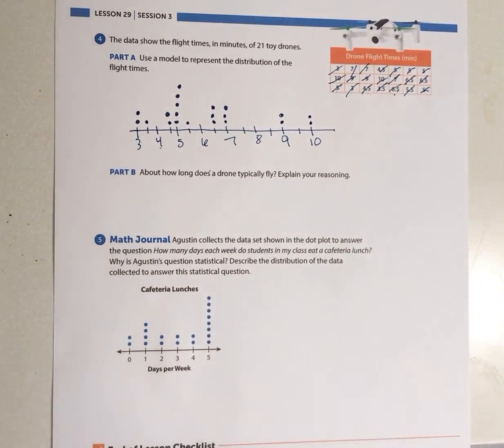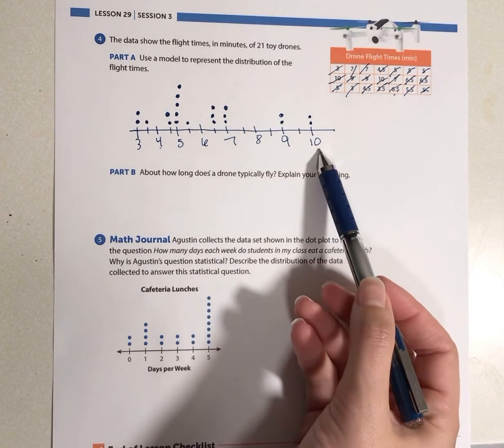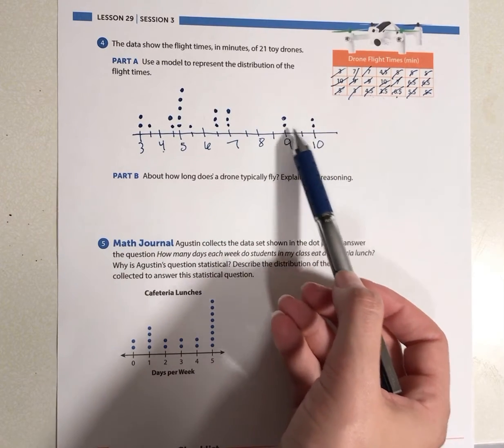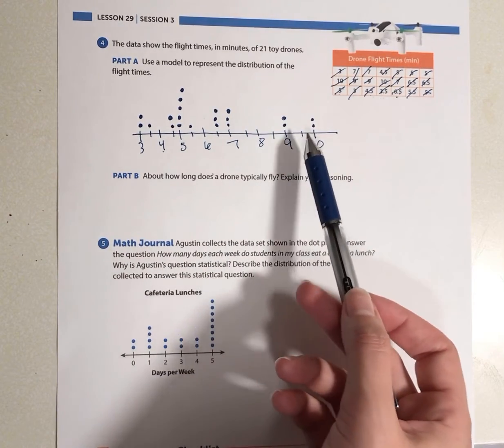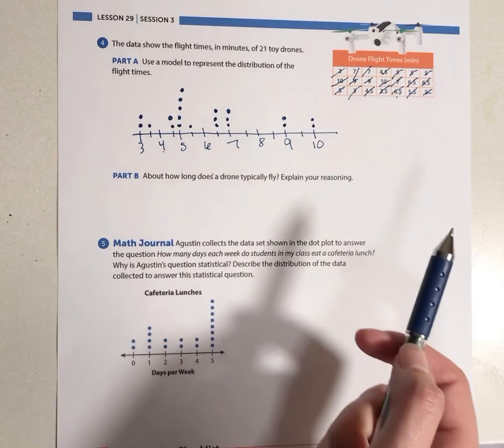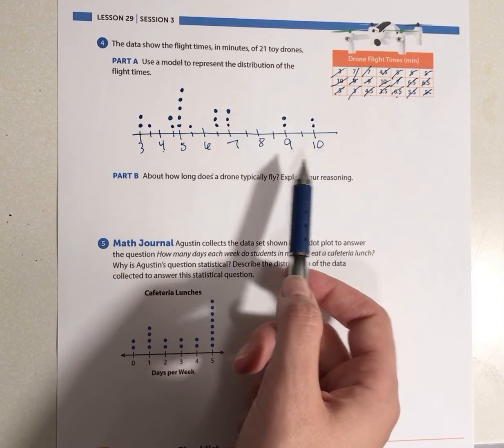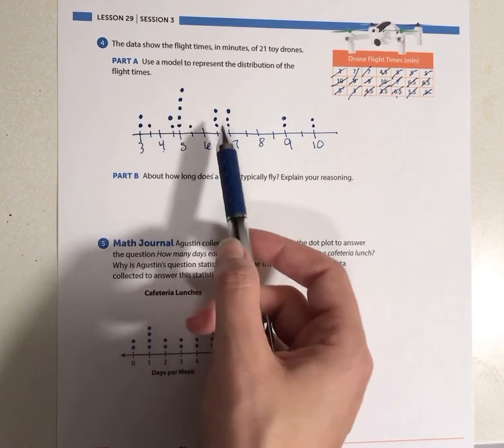Okay. So, part B, about how long does a drone typically fly, and explain your reasoning. So what you need to do is look at where your biggest group of numbers is. If I was looking at this and I said about how long does a drone typically fly, I probably wouldn't say 10 because I only have 2 there. He's got 21 toy drones. I've only got 2 out here and 2 right here. So I'd say maybe something happened that day that they could fly a little bit further. But my majority is going to be around this area.